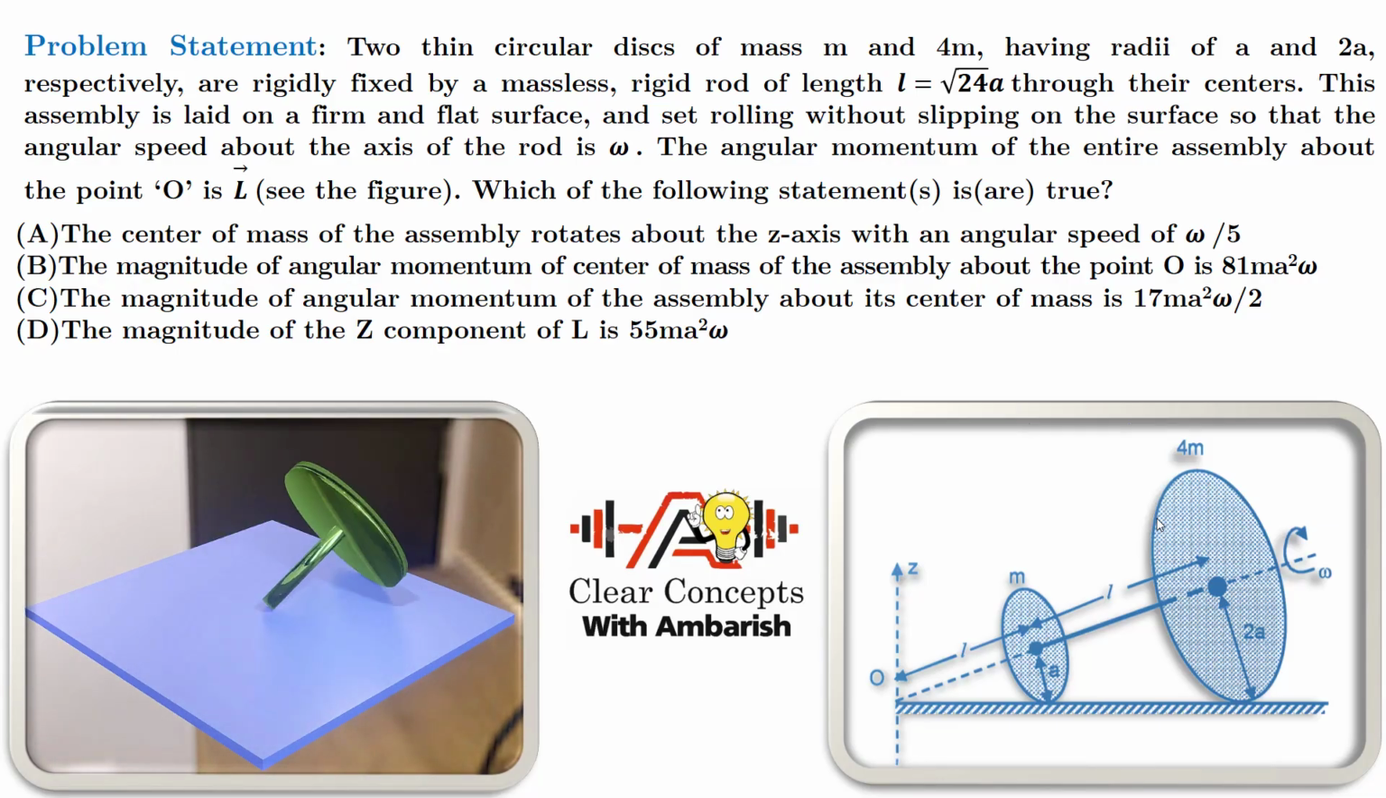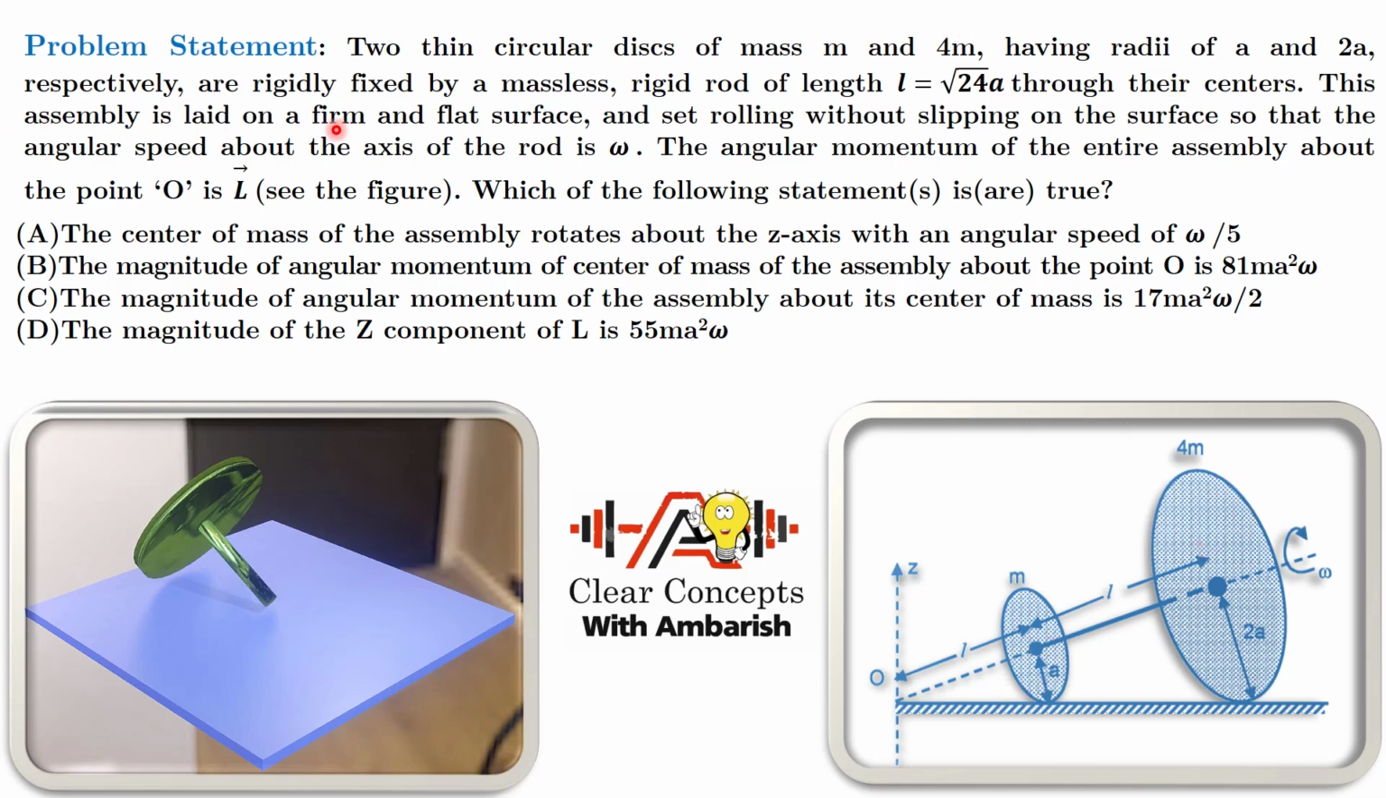So what's the problem statement? 2 thin circular discs of mass m and 4m have radii of a and 2a respectively and are rigidly fixed by a massless rigid rod of length L. L is root 24a, so this length is root 24a. So this is also L and this is also L. Let me use a laser pointer so you can look at the figure. This is L and this is also L, and these connected discs, the axis is perpendicular to the plane of the disc. Okay, and this length is root 24a.